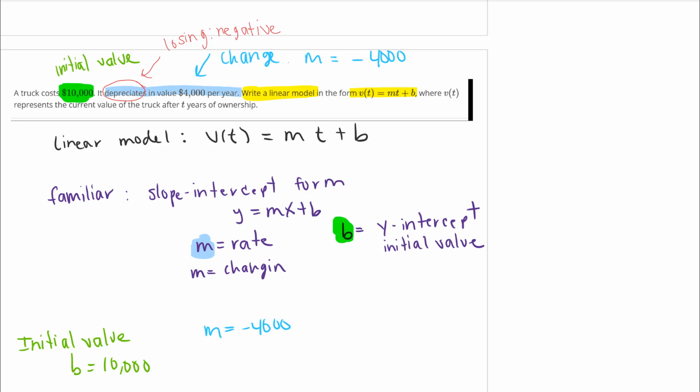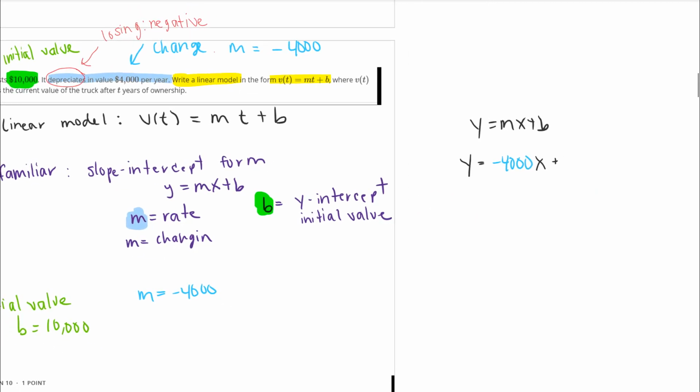So now, since I want to plug it into the equation, remember, I'm looking for y is equal to mx plus b. Well, then I have my m value. So y is equal to my negative 4,000 x plus my b value. And remember, I said that my b value was 10,000.